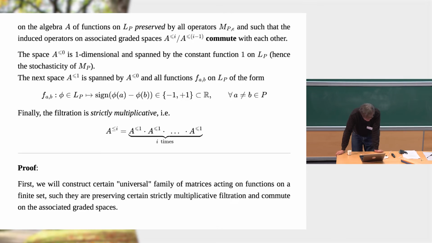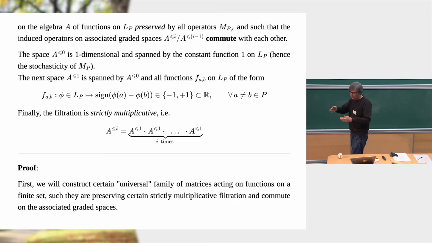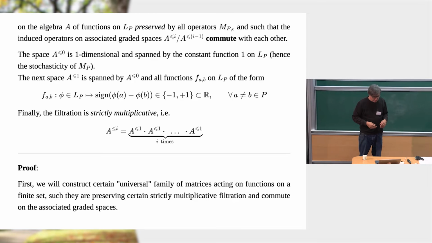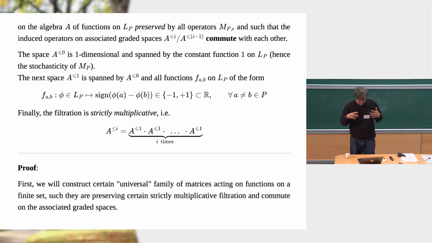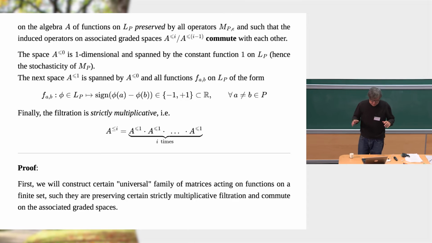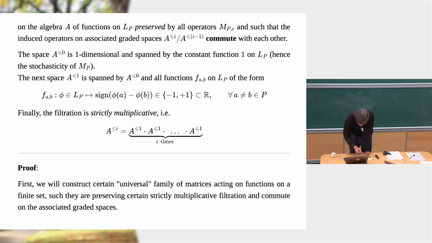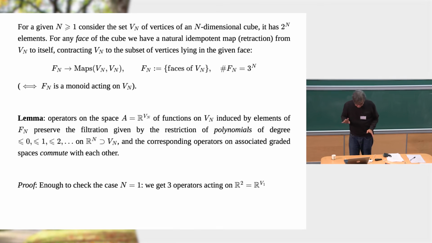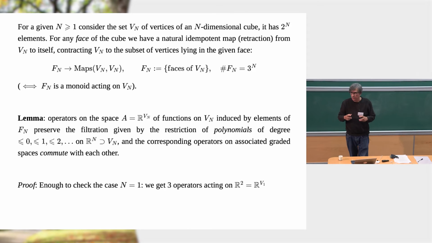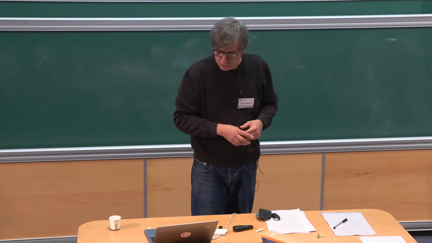Now the proof. So that's a remarkable structure. You get a filtration by powers of some subspace, which we call linear functions, and the operators commute. I eventually came to a huge universal class of such families of matrices. Namely, I do the following. I fix some capital N greater than 1 and consider an n-dimensional cube. The n-dimensional cube has 2 to the power n vertices. And the cube has a lot of faces, actually 3 to the power n faces.